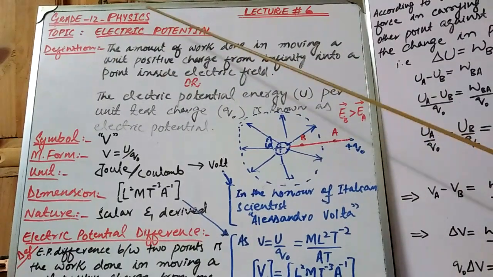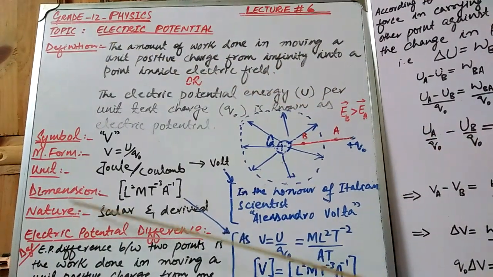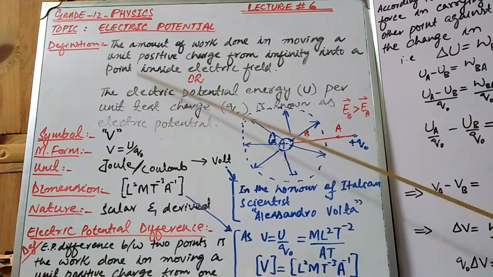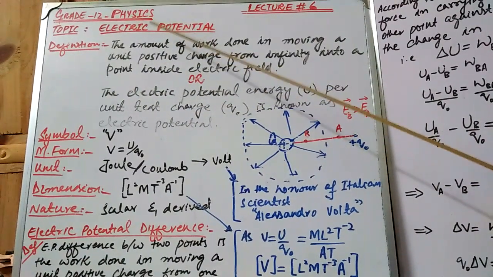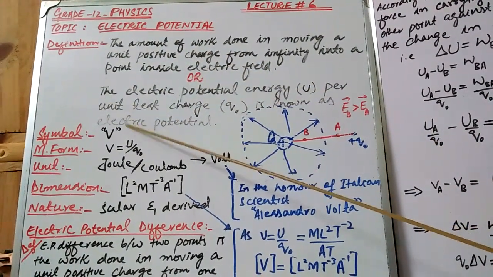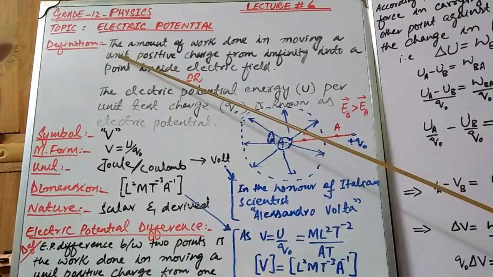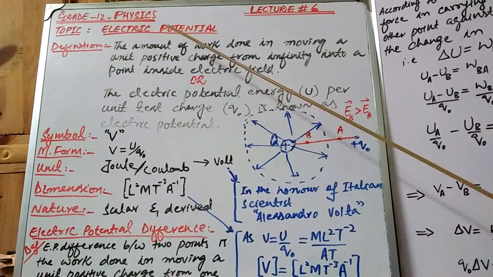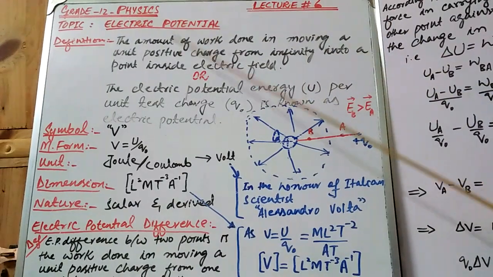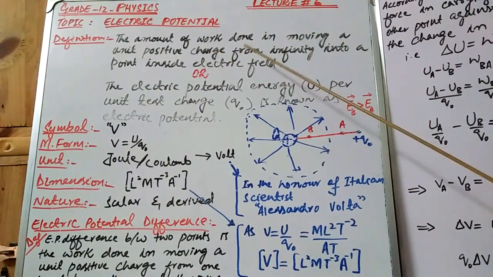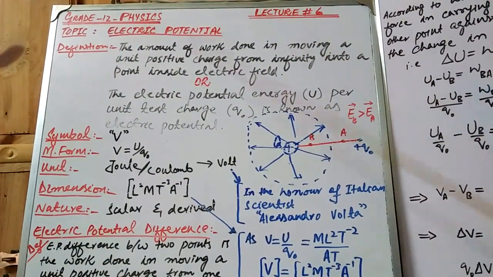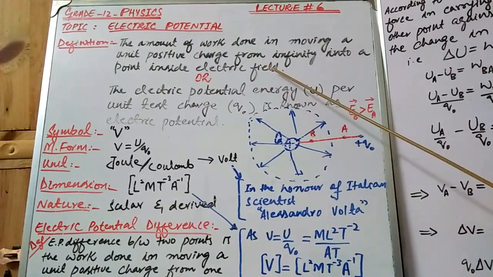The points required to explain electric potential are mentioned here. First of all, I'm going to define electric potential in two different ways. Firstly, the amount of work done in moving a unit positive charge from infinity into a point inside an electric field.